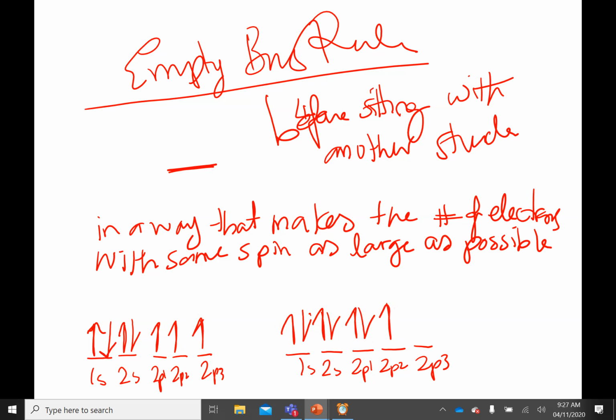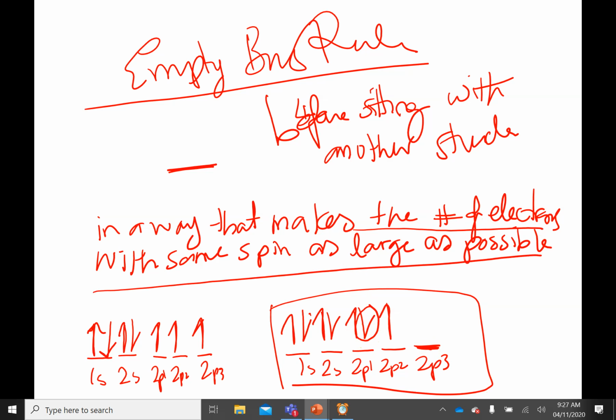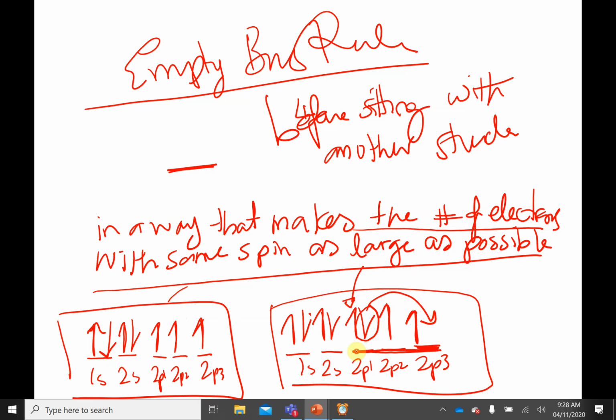What do you think is the correct option? Well, the second line, based on Hund's rule, is incorrect because this electron was paired before making the electrons with the same spin as large as possible. Can you see here? I can have this here, the same electrons with the same spin as large as possible. So it should be here. So this one is the correct example, because I cannot pair an electron before filling all the same spin identically.